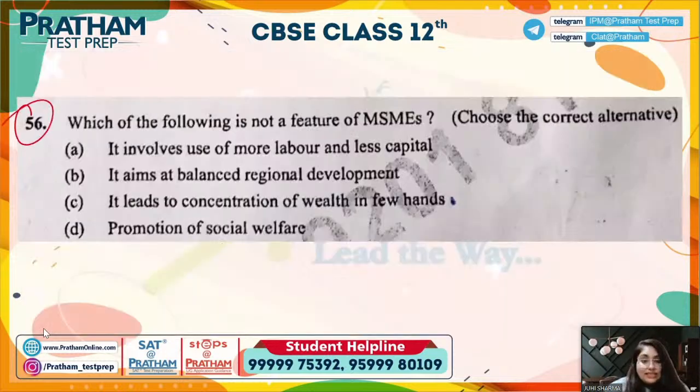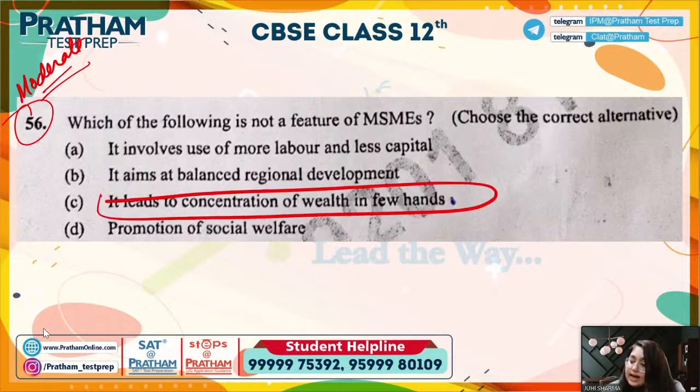Now for 56, we have which of the following is not a feature of MSME. Now again, this is a moderate, easy to moderate question है आपका. Not a feature of MSMEs है. And in question number 56, you should know that out of these four options, A, B, C, and D, option C, which is MSMEs lead to concentration of wealth in few hands, is actually the wrong option. It is not an option which is related to MSMEs. बाकी सारे related हैं. Use of more labor, less capital, regional development है, social welfare, बाकी सारे related हैं except the concentration of wealth in few hands.